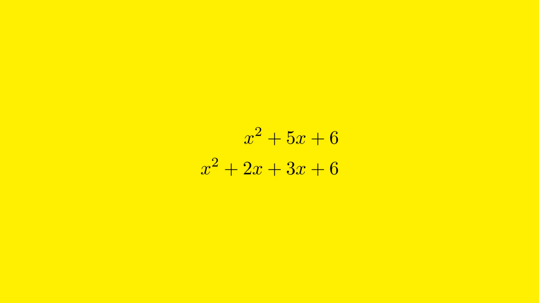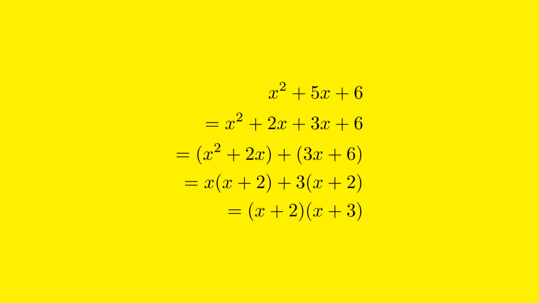After identifying these numbers, we rewrite the quadratic expression as x squared plus 2x plus 3x plus 6. Notice how we have split 5x into 2x and 3x. This step sets the stage for factorizing by grouping, allowing us to rearrange and factor pairs of terms.